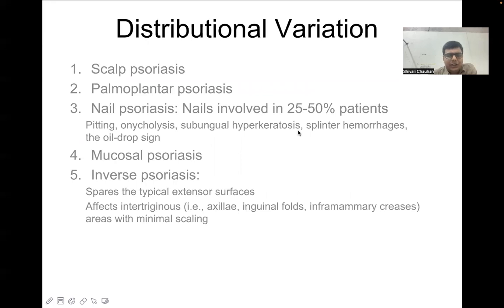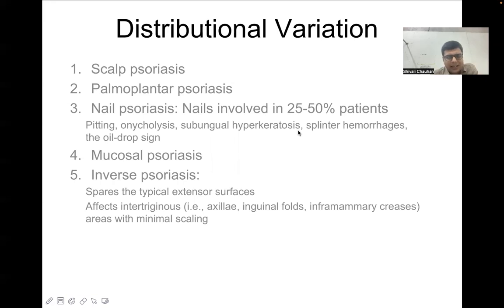And now the classification according to the distributional variation. According to the distribution, then we can have scalp psoriasis, palmoplantar psoriasis, nail psoriasis. Nails are involved in 25 to 50% of patients, which have pitting, onycholysis, subungual hyperkeratosis, splinter hemorrhages, and oil drop sign.